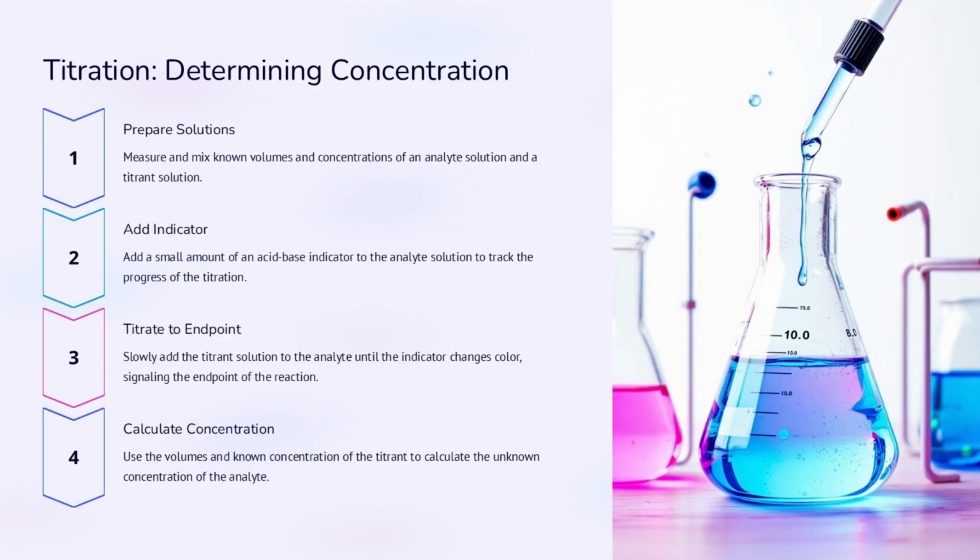The goal of titration is to determine the unknown concentration of an analyte solution. To do this, we first prepare solutions of the analyte and a titrant of known concentration. We add a small amount of an acid-base indicator to the analyte solution to track the progress of the titration. We then slowly add the titrant solution to the analyte until the indicator changes color, signaling the end point of the reaction. Finally, we use the volumes and known concentration of the titrant to calculate the unknown concentration of the analyte.